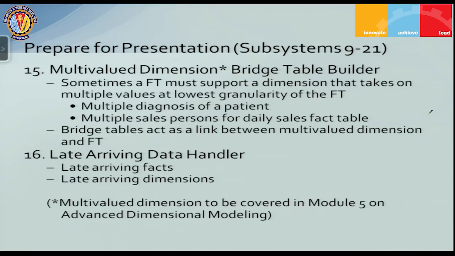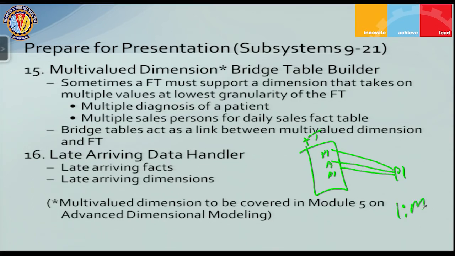Then we have a multi-valued dimension bridge table builder. Most of the dimension tables have a one-to-many relationship with the fact table. So there is a product P1. In the fact table, you will see that there will be many records in this sales fact table in which this particular product is sold. So there is a one-to-many relationship between the dimension table and the fact table.